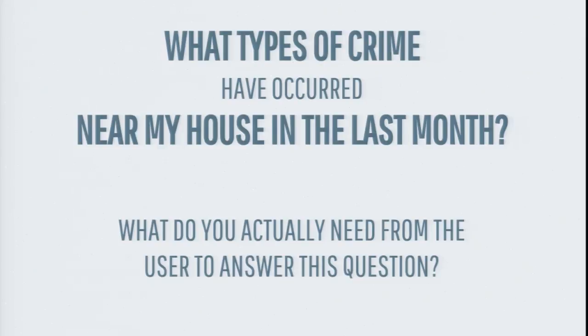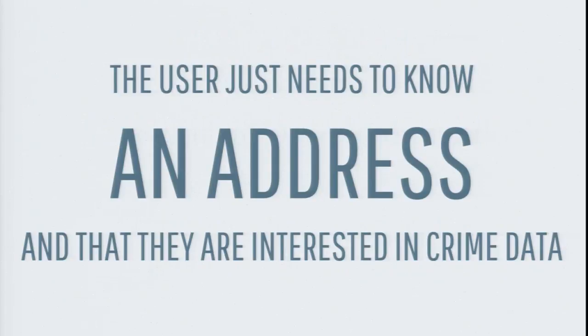All you actually need from the user is the address, and you also probably need to know that they're interested in looking at crime data. So I can imagine an interface for this as simple as a text input field where the user types in their address, and then it just shows them the crimes that have happened recently near their address.